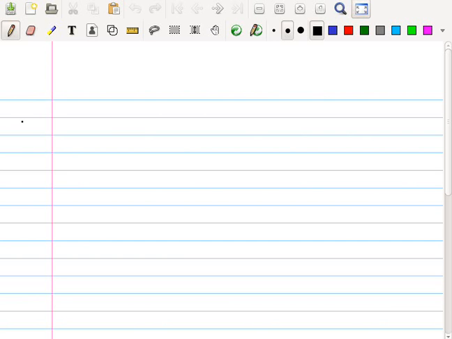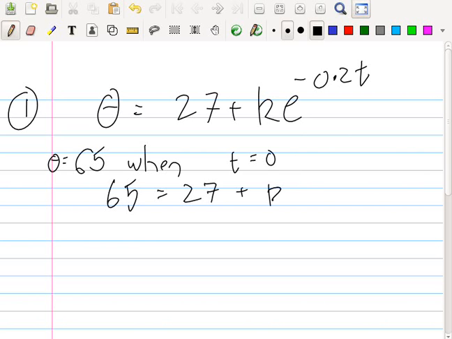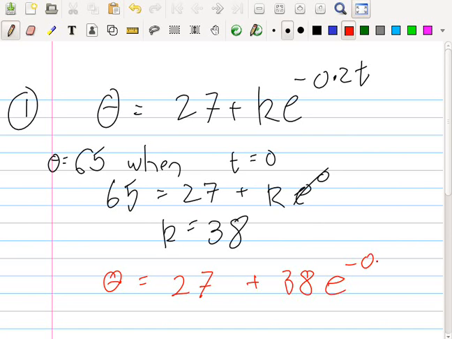Okay, so number 1, we can do it quick. The temperature equals 27 plus K e to the minus 0.2 T. And initially the temperature is 65. So that means at the beginning, the temperature is 65 when T equals 0. So I get 65 equals 27 plus K e power 0, and that's great because e power 0 is 1. So you get K equals 38. Now we have a complete formula: temperature equals 27 degrees plus 38 degrees times e to the power of minus 0.2 T. So that answers the first part.